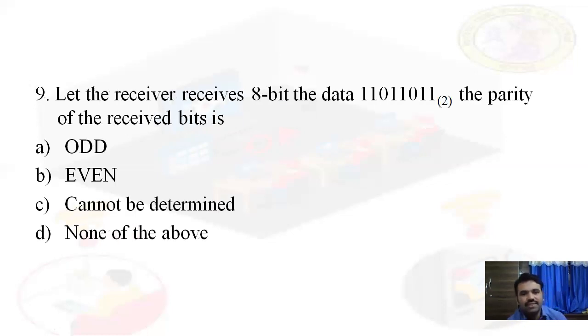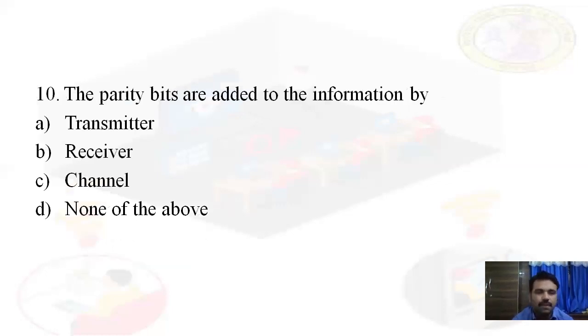Let the receiver receive the data 110110011. The parity of the received bits is, how to check? You count the number of ones over there. There are 6 ones there. So 6 is an even number. So the answer is yes, even. That is B. The parity bits are added to the information bits by whom? It will be the transmitter. That is, the answer is A.